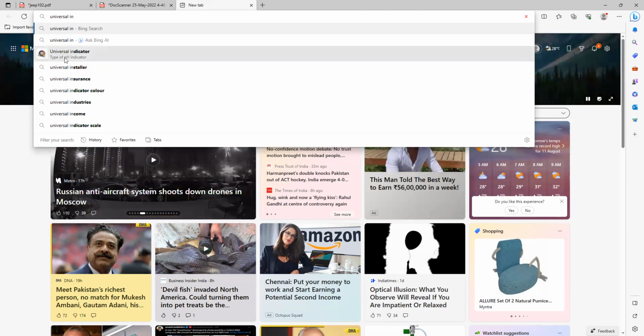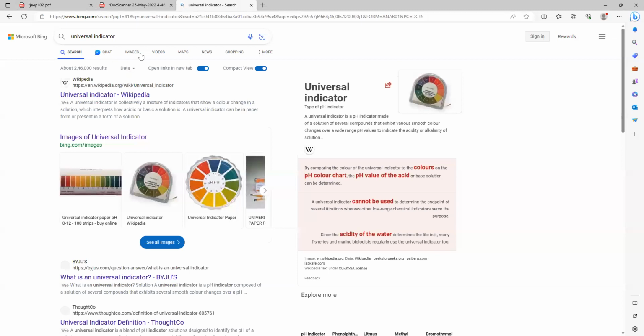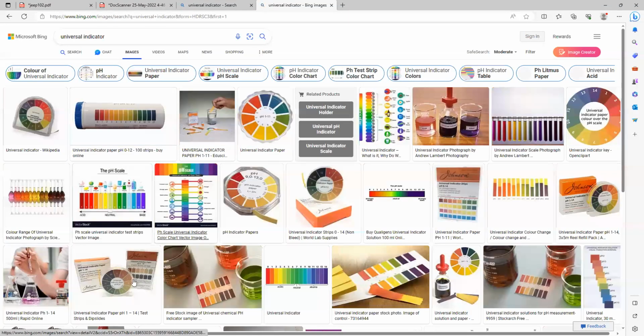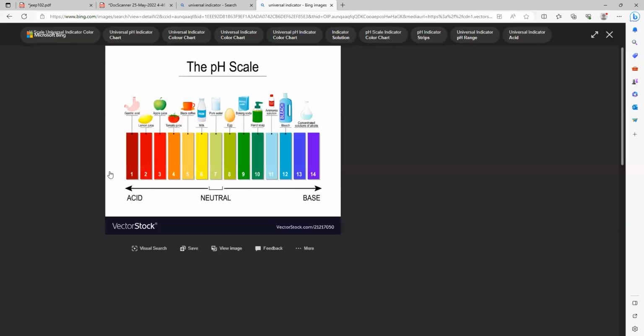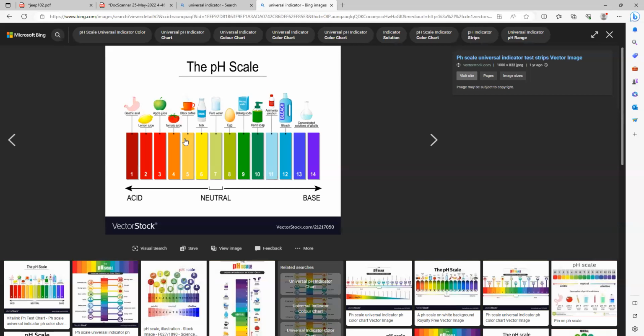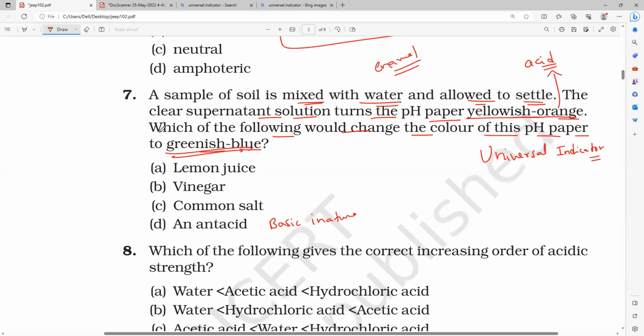You can check the universal indicator colors in the chart you can see here. What they are saying is yellowish orange to greenish blue. This is the yellowish orange, and now we have to change it into greenish blue. Greenish blue means definitely it is basic in nature, because green comes only in the basic range. So we have to add an acid or a base? We have to add a base.